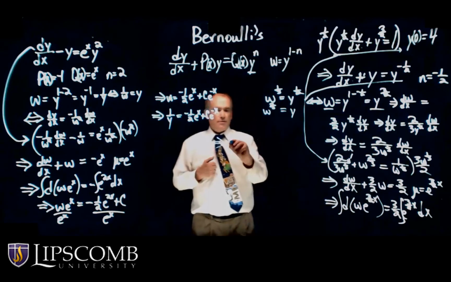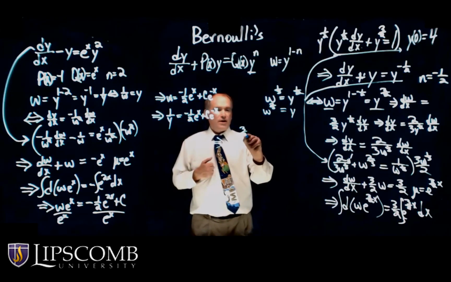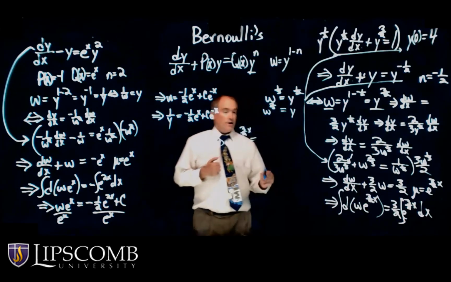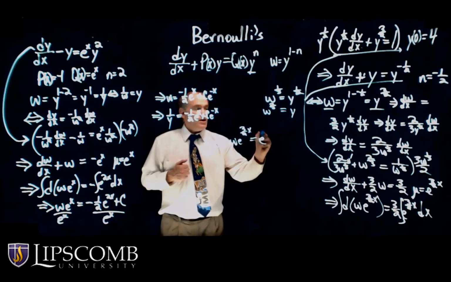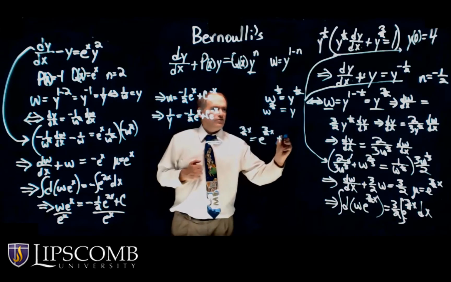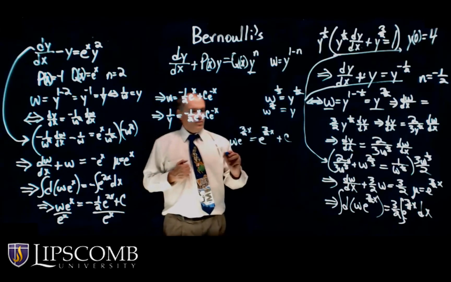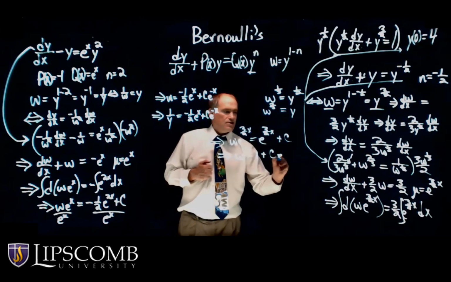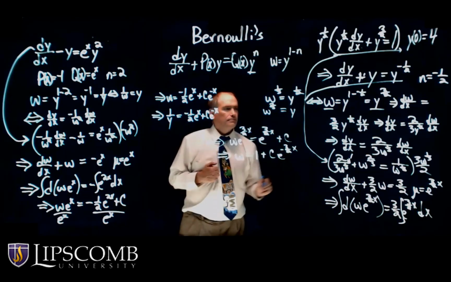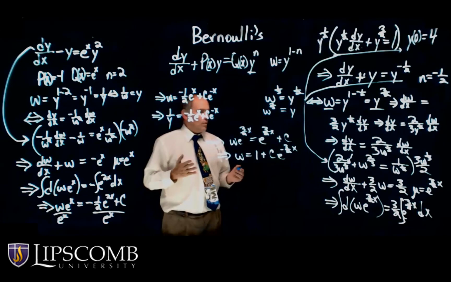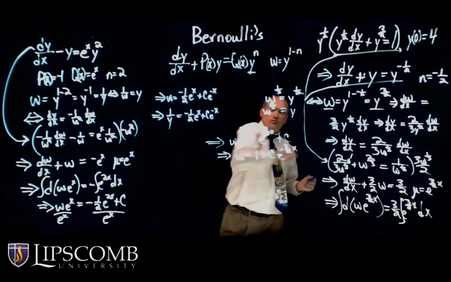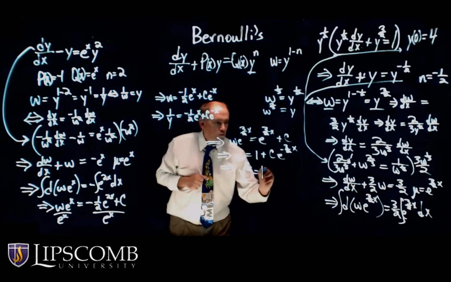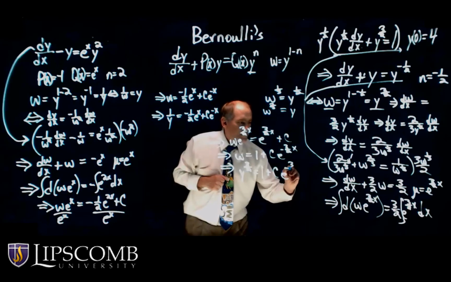So this would be w times e to the 3/2 x equal to, so I got a 3/2, so I can just write this, that's nice, e to the 3/2 x plus c. So w equals 1 plus c times e to the minus 3/2 x. Okay, but what was w? Well, w going back here is y to the 3/2. So y to the 3/2 equals 1 plus c times e to the minus 3/2 x.